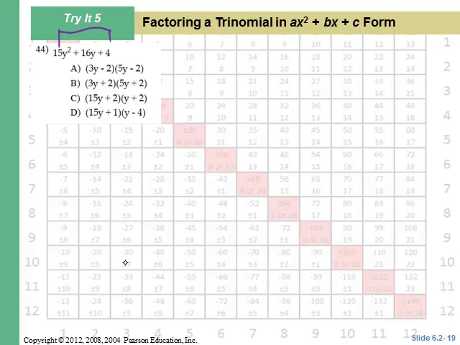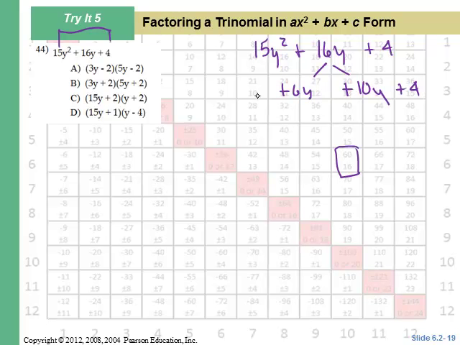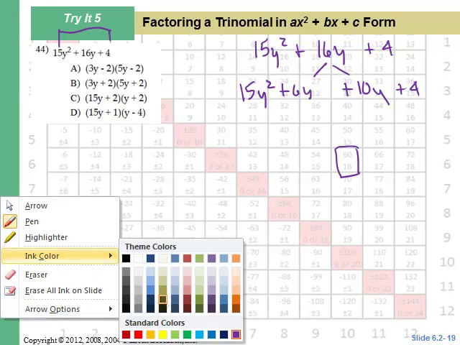When you see the lead coefficient, multiply those two to see how to split the middle term. 60 and 16 is right here. So 15y squared plus 16y plus 4. We split the middle term into plus 6y plus 10y. And we can now factor it.